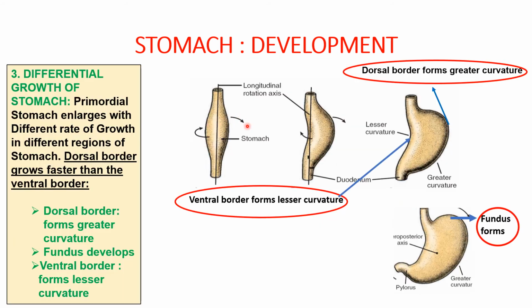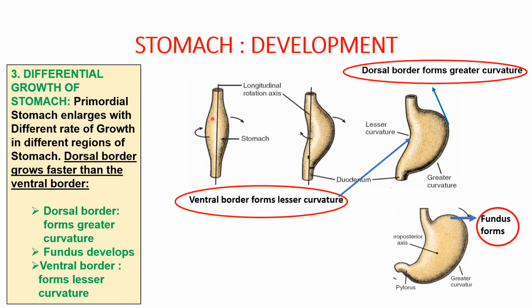When this 90-degree clockwise rotation is taking place at the stomach, the stomach is simultaneously growing also. But the growth of the stomach is not proportionate. There is differential growth of the stomach. That means certain regions of the stomach grow at a much faster pace as compared to the other regions. So the dorsal border of the stomach grows at a faster pace as compared to its ventral border.